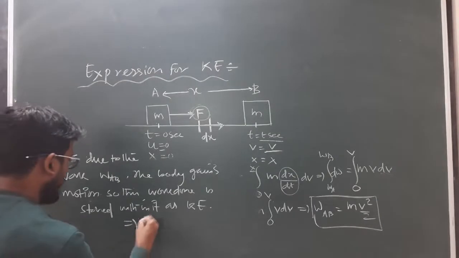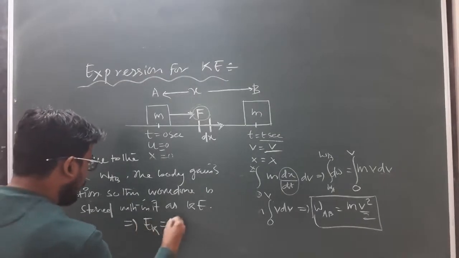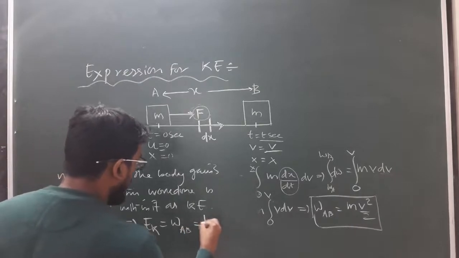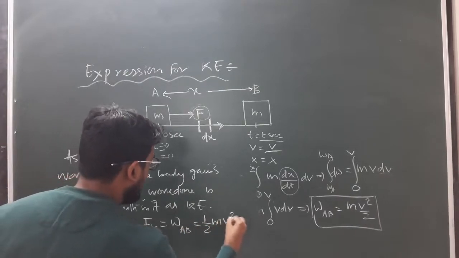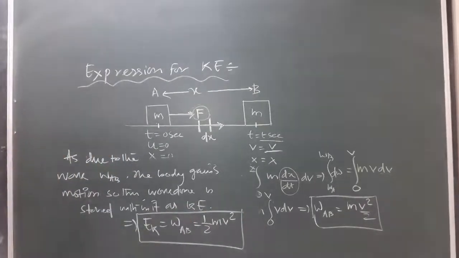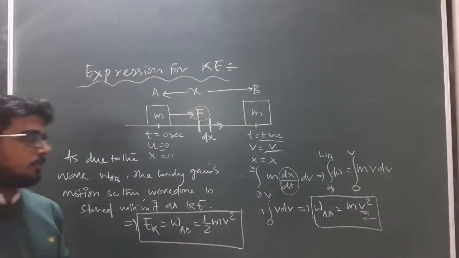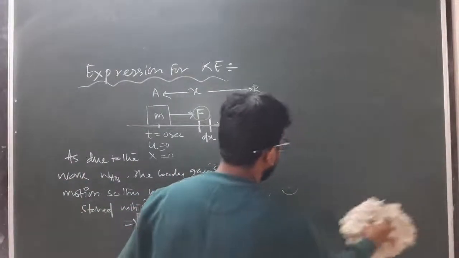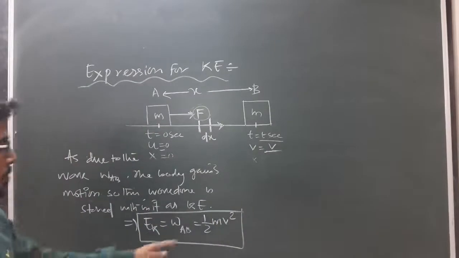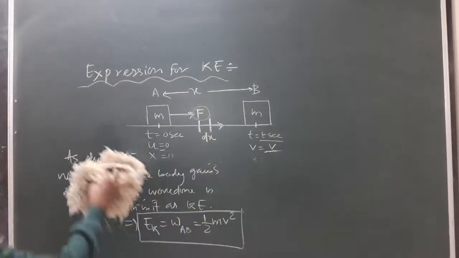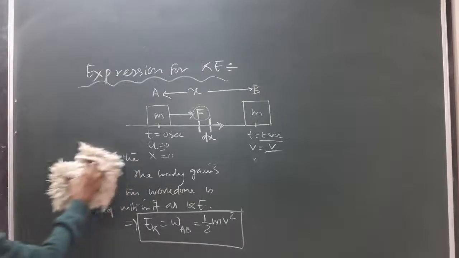So this implies you can write the kinetic energy of the block will be equal to the work done by the applied force from A to B, which is equal to half m v square, where m is the mass of the block and v is the speed of the block. Clear? So the expression for kinetic energy of a block of mass m, which is moving with some velocity v at any instant, is half m v square.